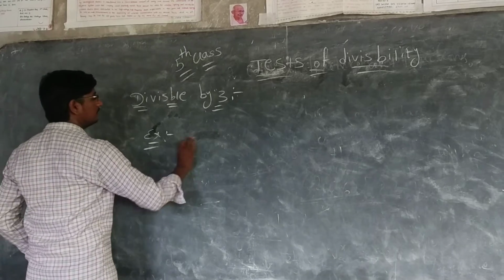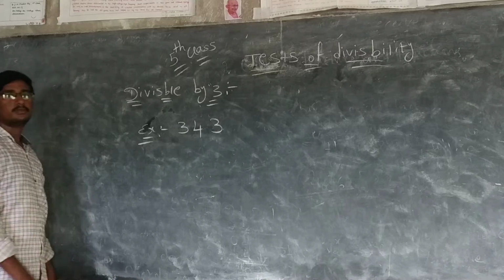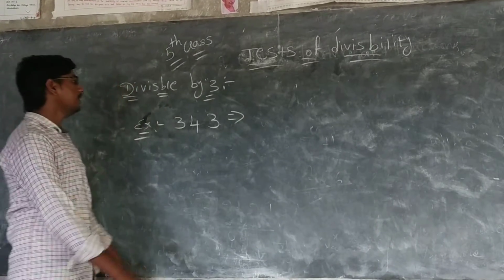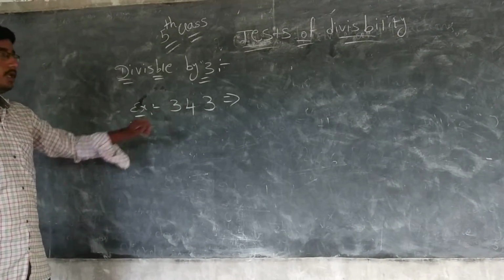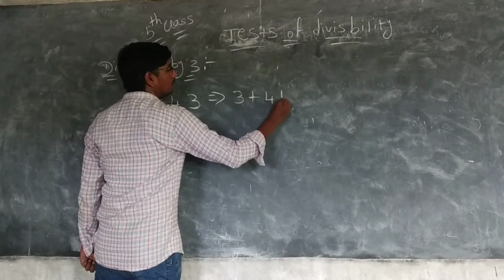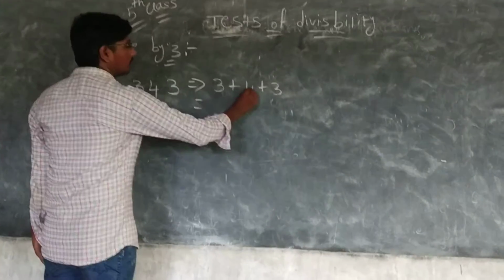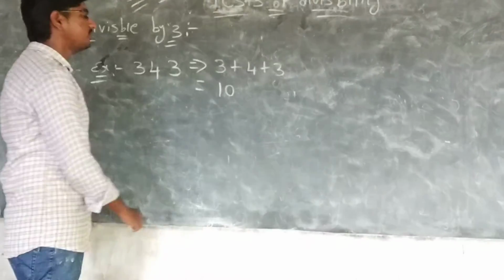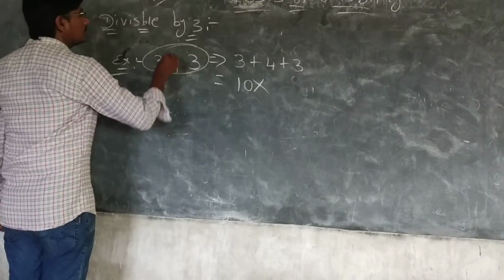now we take the number 343. According to the condition of divisibility by 3, we find the sum of the digits. What are the digits? 3 plus 4 plus 3. 3 plus 4 is 7, 7 plus 3 is 10. Is 10 in the table of 3? No, so 343 is not completely divisible by 3.